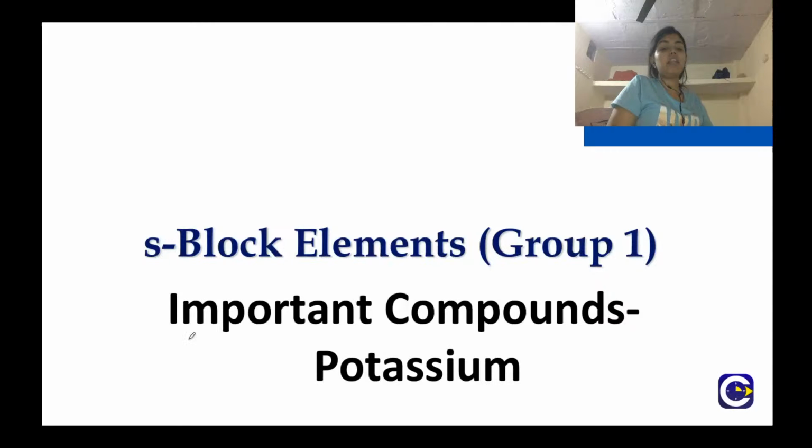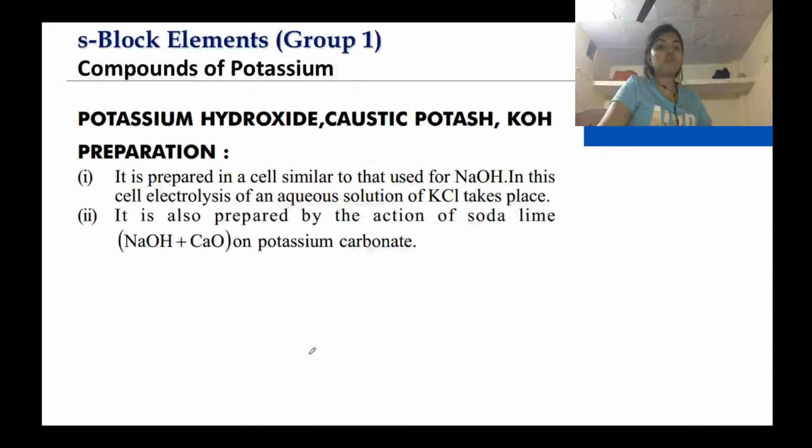Now the next is the important compounds of potassium. We are done with the important compounds of sodium first and then we will deal with the important compounds of potassium. So the first one is potassium hydroxide, which is also known as caustic potash, and the molecular formula is what? KOH, right? Its preparation is similar to that used for NaOH that we have done in the previous class, right? So if you electrolyze the aqueous solution of KCl, you get KOH.